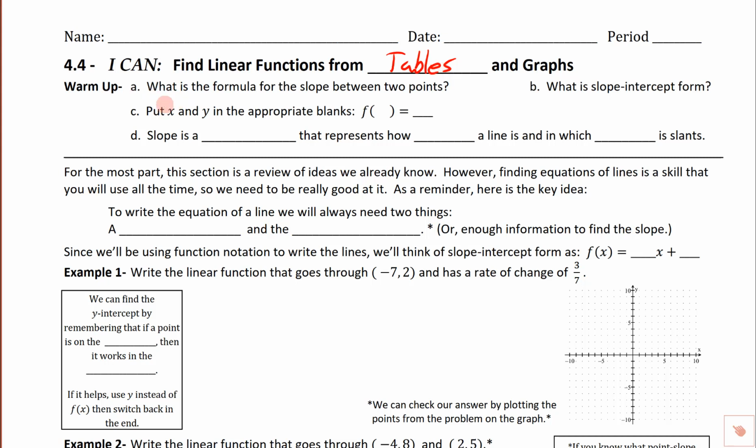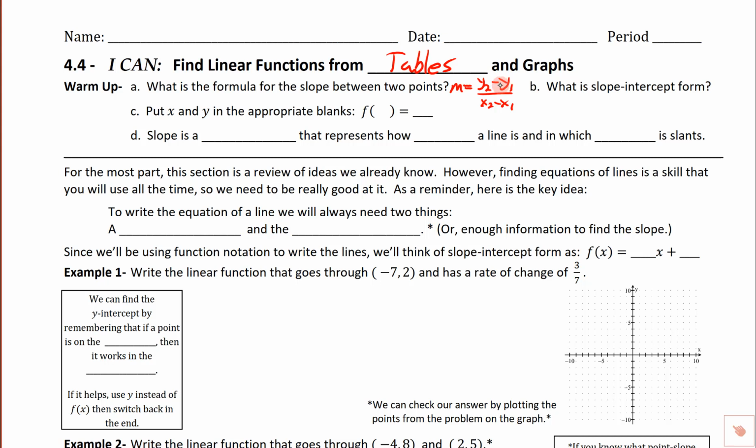First question in the warm-up says, what is the formula for the slope between 2 points? My gosh, I hope everybody's got that one. If we're talking about 2 points, we usually do y2 minus y1 over x2 minus x1. But remember, we could replace these with the function values, so this could be f of x2 minus f of x1 on the top there, because those are the same as the y values.